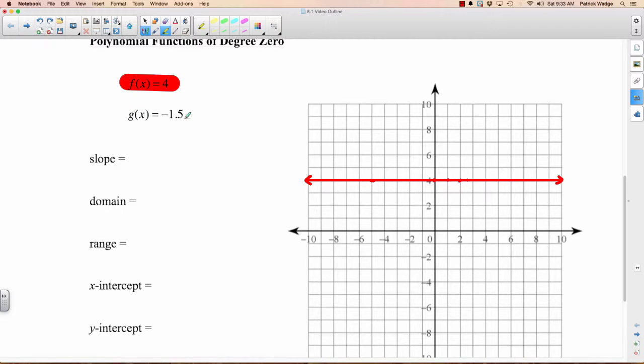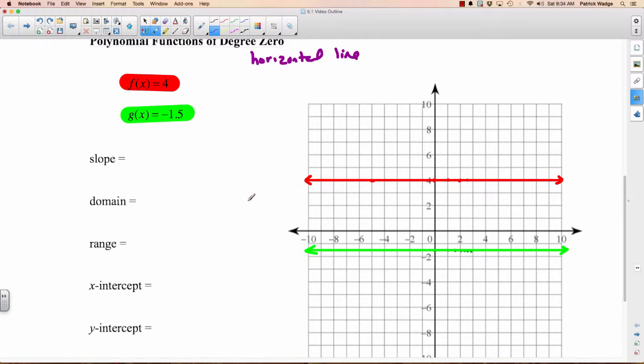Good. g of x equals negative 1.5. Very similar. Let's do this one in green. Where does y, because that's what g of x really is, where does y equal negative 1.5? There's negative 1.5. So is here, so is here, so is here, all those spots. So we can draw a line right there. Put arrows on that, and we're finished. Okay, so you get the idea. If you do a polynomial function of degree 0, if you graph it, what are you always going to get? You're going to get a horizontal line.